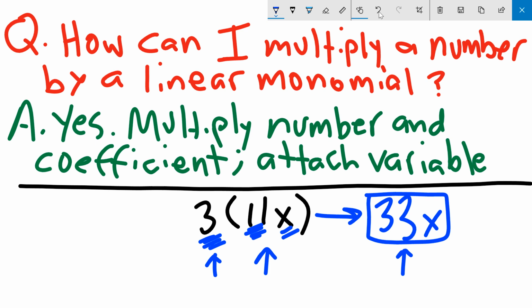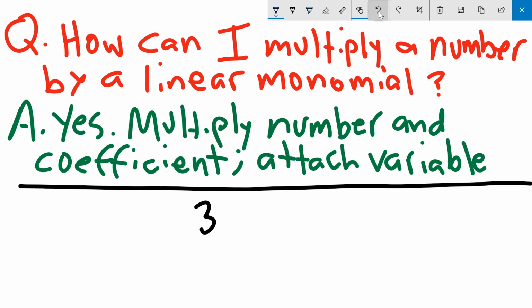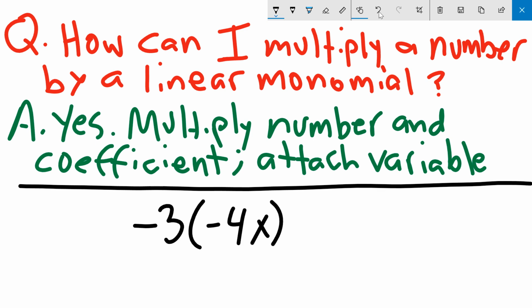Let's look at another example. Just for fun. Okay. Back to black. We go through just a simple one, negative 3 times negative 4x. Now, I don't want to, in this example, really explain what this expression represents. It's more important at this point to understand just how to simplify the expression.